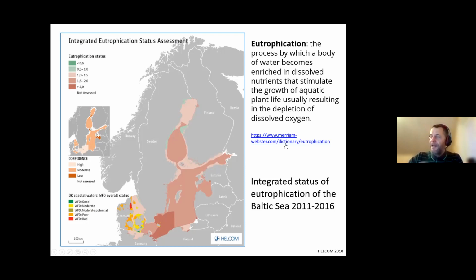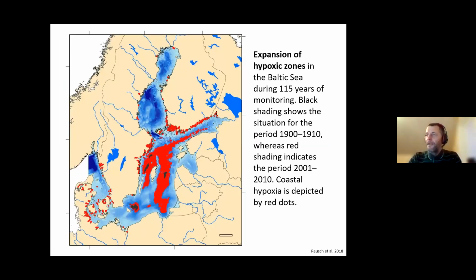And this is the integrated status of eutrophication, the most recent one, of the Baltic Sea, indicating that most areas are at the lower end of the eutrophication status rank or grade, meaning that there are really troubles in terms of eutrophication. So this is one of the ecological or environmental outcomes of the eutrophication.